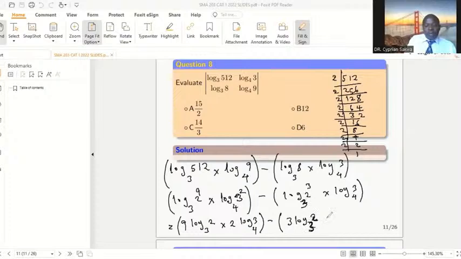Yeah, the base was 9. We almost lost it because this was becoming 1, then times the log of 3 to base 4. Now, we want to make the bases the same. And to make the bases the same, there's something we know under laws of logarithm.